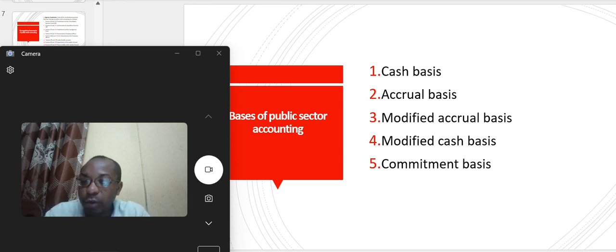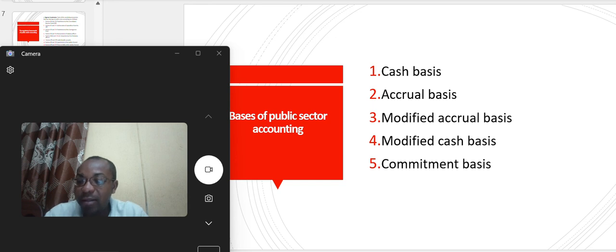Accrual basis is just the opposite of cash basis. What does it do? Or how do we use it? Accrual basis is the basis of accounting that recognizes income and expenditure when the transaction is done. It recognizes income when it is earned and recognizes liability when it is incurred. What this means in essence is that immediately the transaction is done, recognition is made.